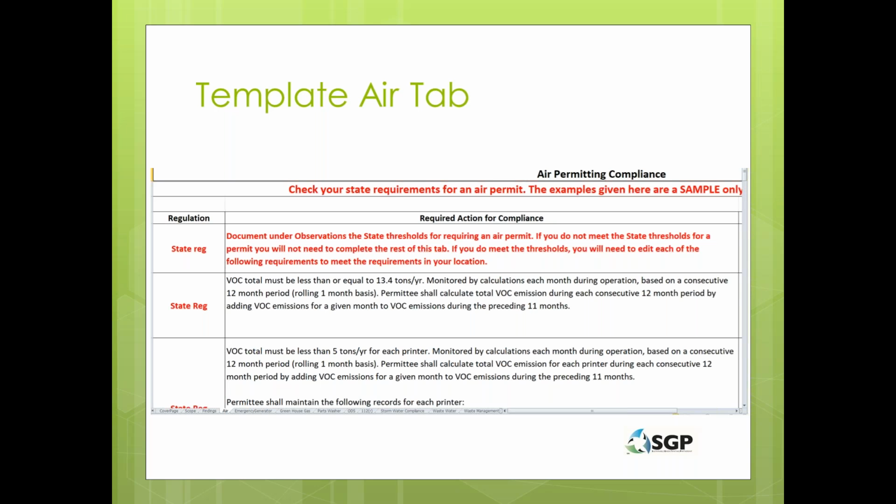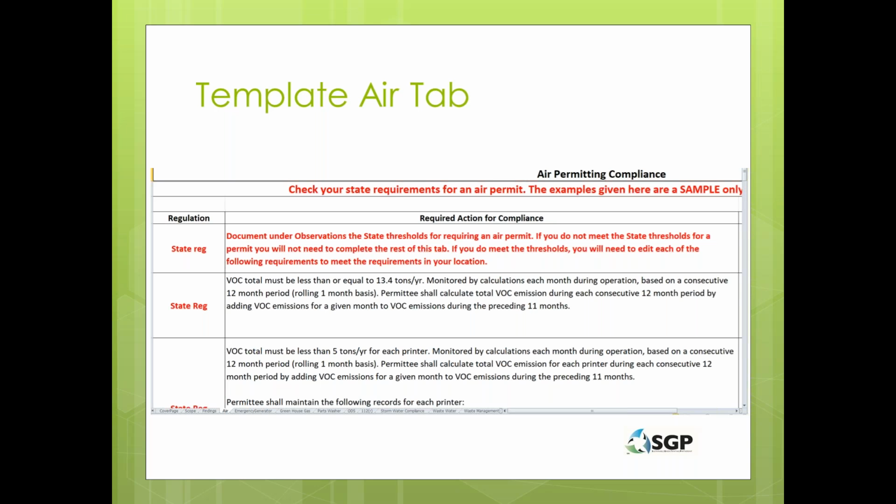You can see in red, we've tried to make it very clear that you need to check your state requirements for an air permit. There are some examples given here for state regulations, which are fairly typical, but we don't know which state you're in. So your state may or may not be similar to what we've listed here. So you need to look it up.